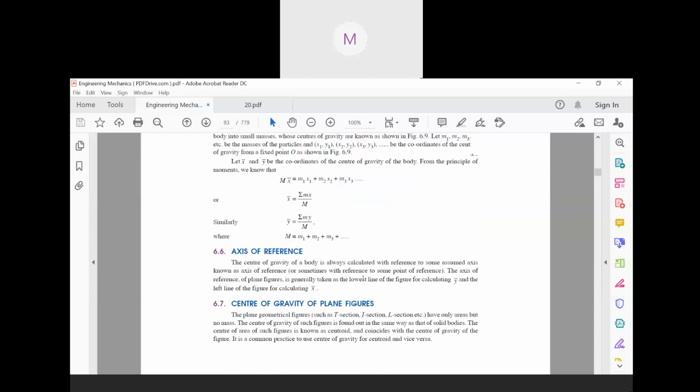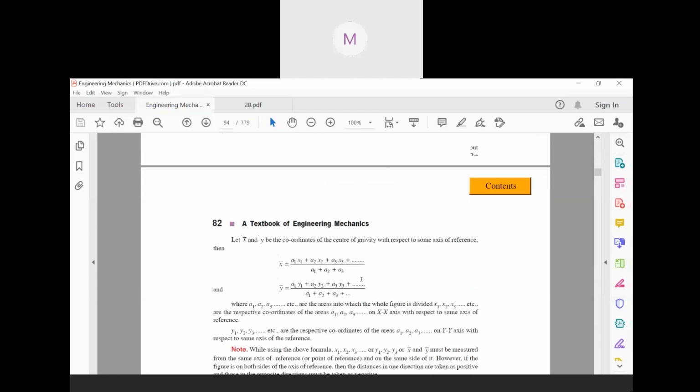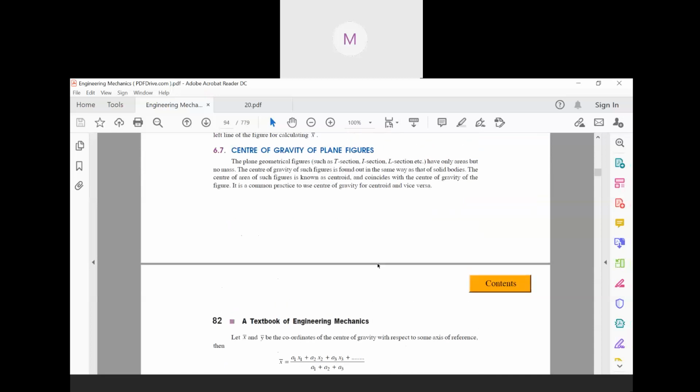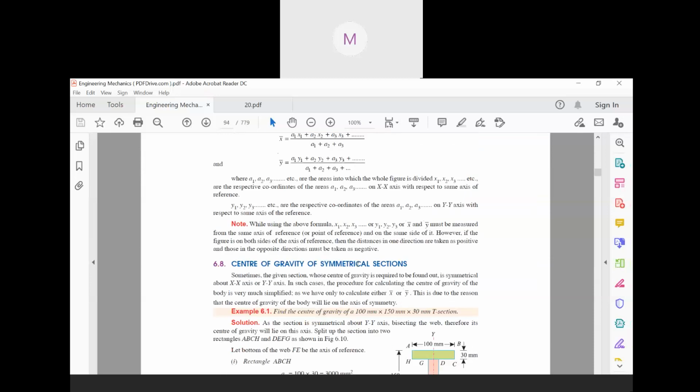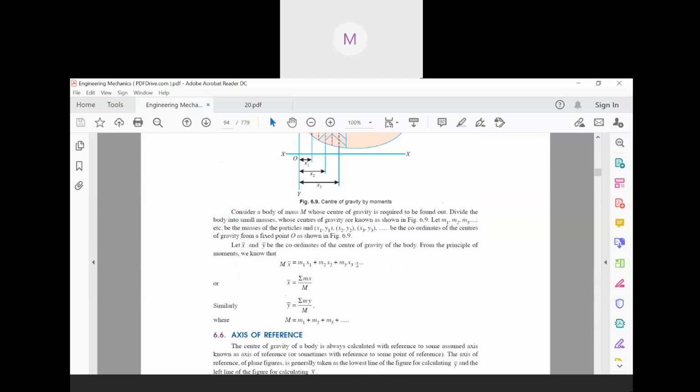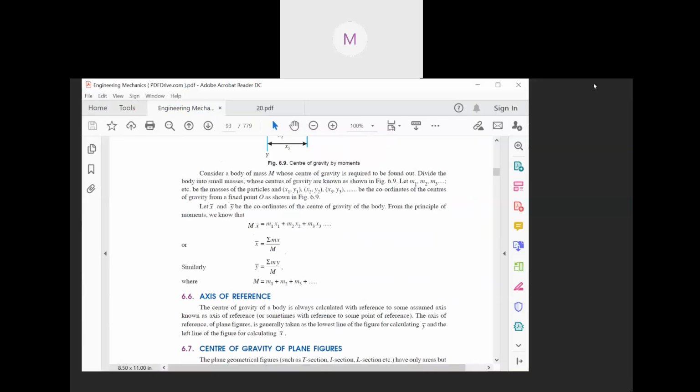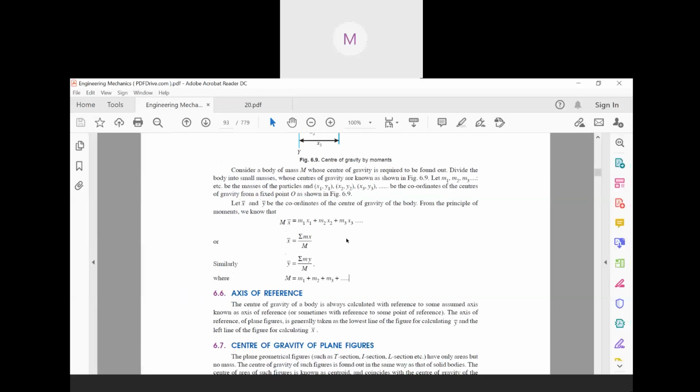So after that, we'll go to what? Axis of reference. So what is axis of reference actually? The center of gravity is always calculated on the basis of what? An axis of reference, which is an assumed axis, which is known as the axis of reference, or sometimes maybe the point of reference.